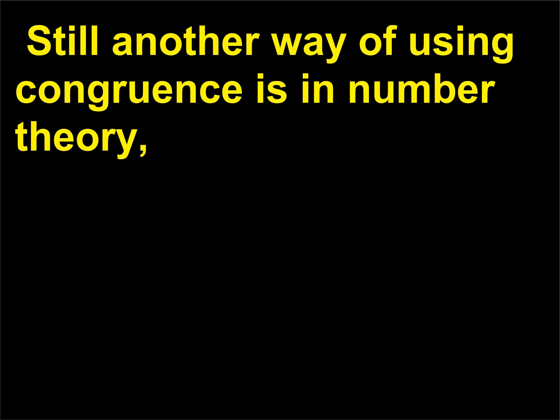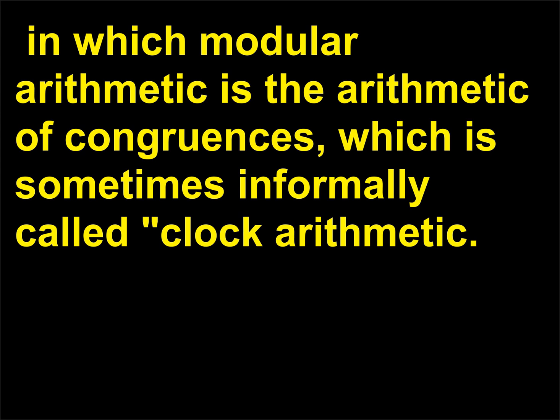Still another way of using congruence is in number theory, in which modular arithmetic is the arithmetic of congruences, which is sometimes informally called clock arithmetic.